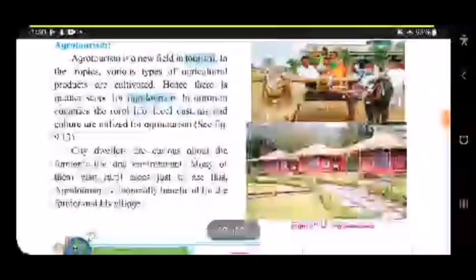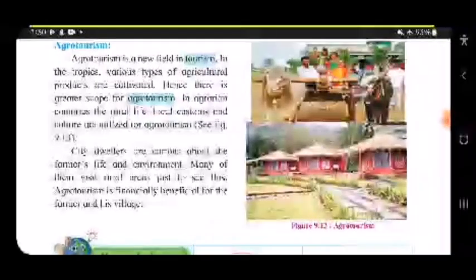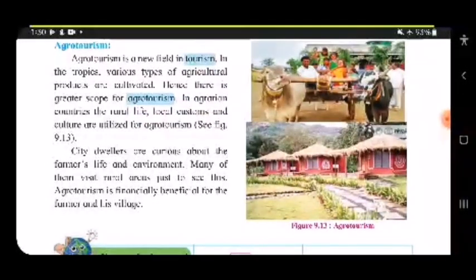Now let us move on to the next point, that is agrotourism. Agrotourism is a new field of tourism. In the tropics, various types of agricultural products are cultivated. Hence, there is a greater scope for agrotourism. In agrarian countries, rural life, local customs and cultures are utilized for agrotourism. City dwellers are curious about the farmer's life and environment. Many of them visit rural areas just to see this.